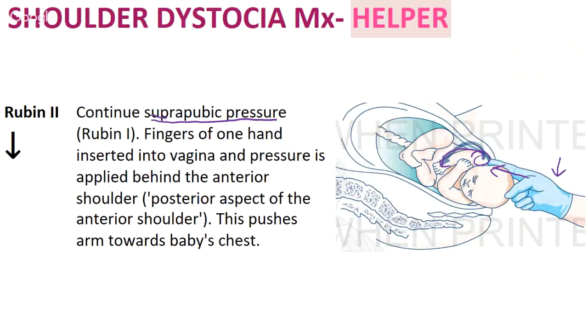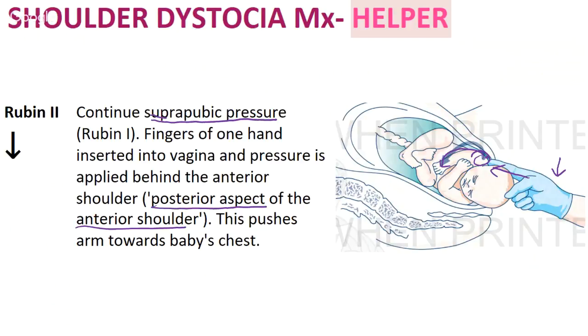So you might have heard a term like this before, where they say posterior aspect of the anterior shoulder, and you can see it here, right? So this is the anterior shoulder, it's the one that's most in front, okay? And you're putting your hand behind it, so the posterior aspect of the anterior shoulder, and you're trying to rotate the baby.